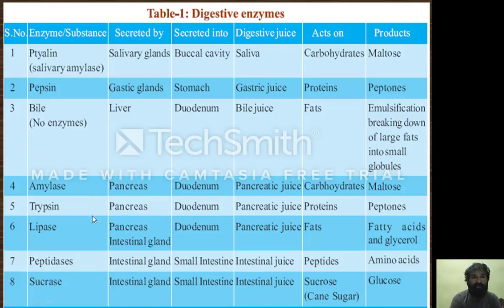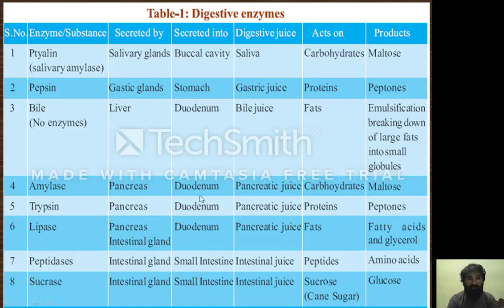So the pancreas releases three enzymes: one is amylase, the second is trypsin, and the third is lipase. These three enzymes are released from the pancreas into the duodenum, where they mix with the food material present there, which contains carbohydrates, fats and proteins.